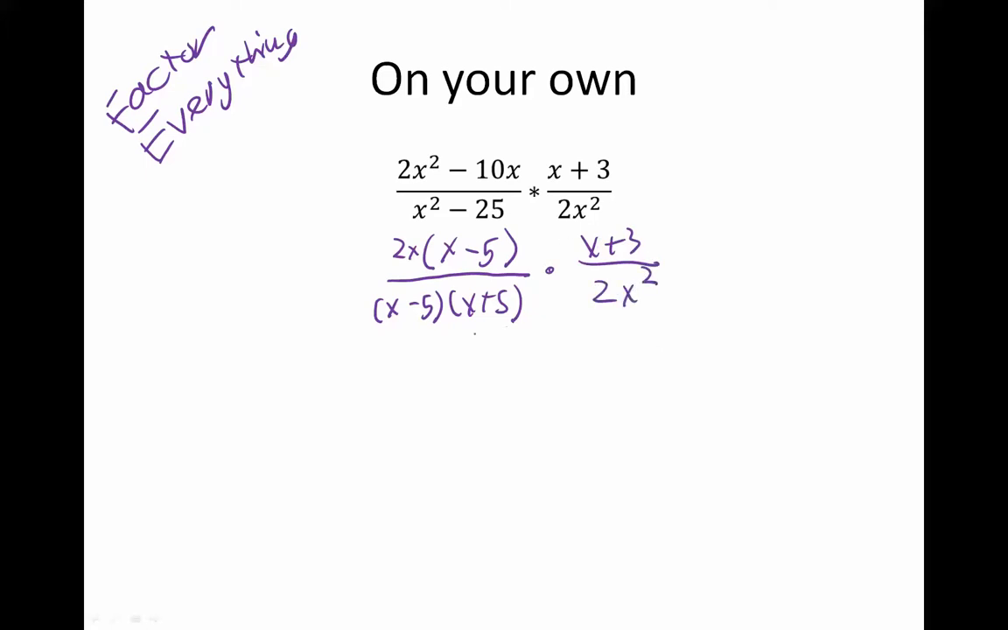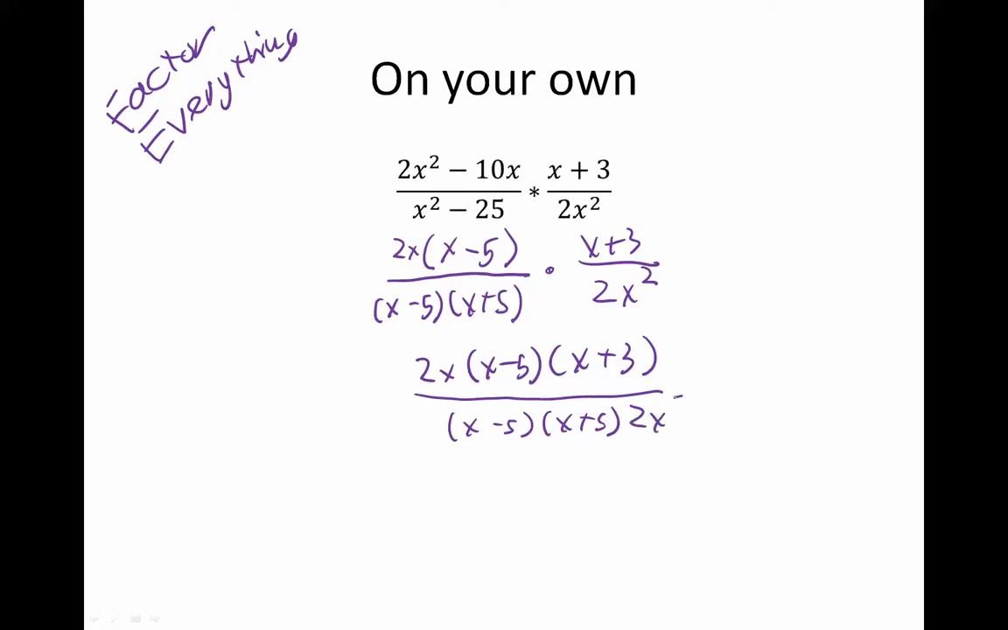So now I can just multiply everything together. 2x times x minus 5 times x plus 3, and that's over x minus 5 times x plus 5 times 2x squared. All right, and now x minus 5's cancel. The 2's cancel. And it looks like I got an x in the numerator and x squared in the denominator, so one of those x's is going to cancel.